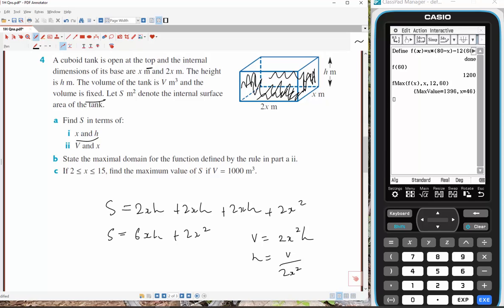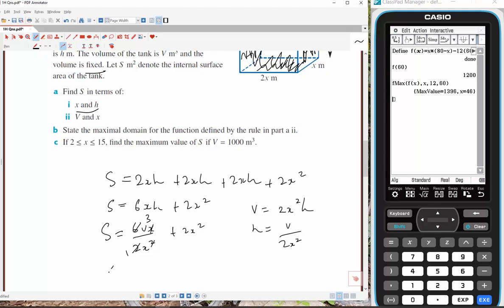Now let's pop that definition of h in here. So S equals 6V over 2x squared, times x, plus 2x squared. One of those x's cancels with that x, and 6 over 2 is 3. And we've got S equals 3V on x plus 2x squared.